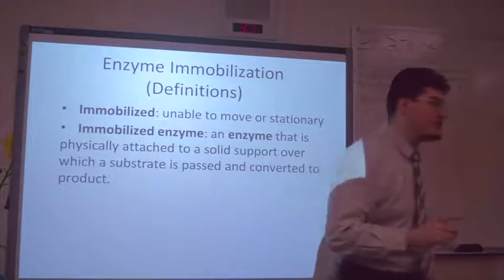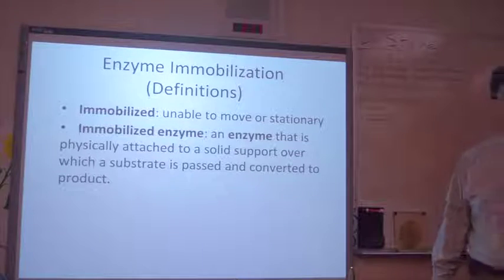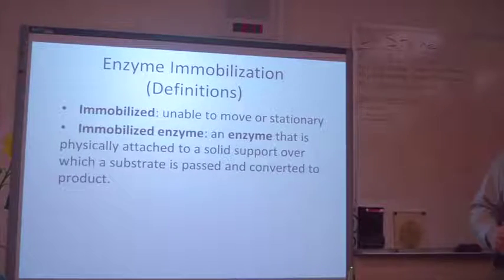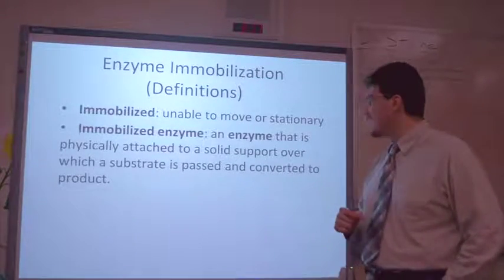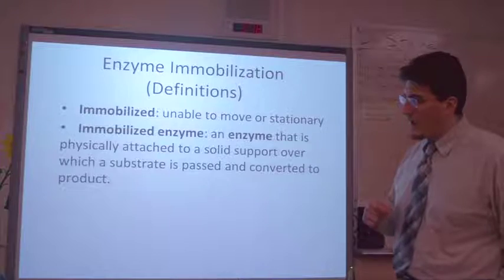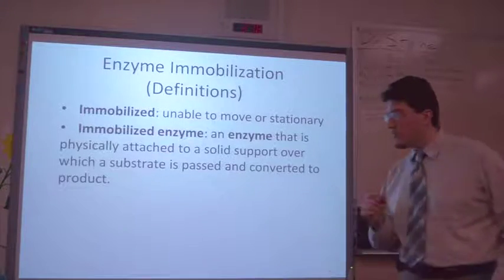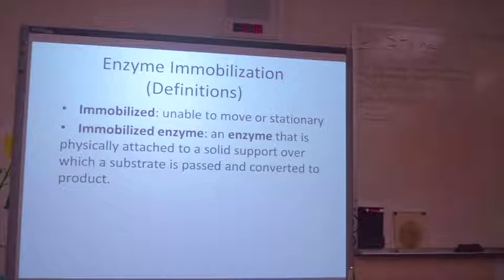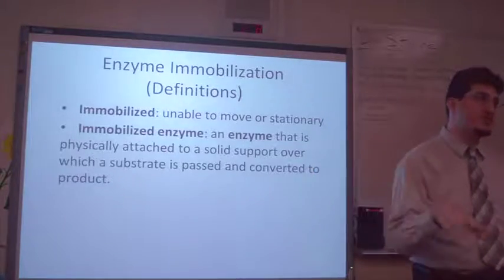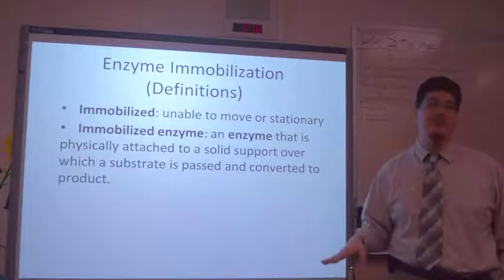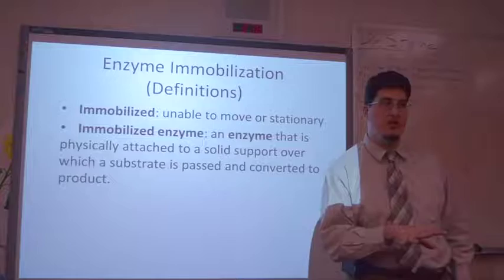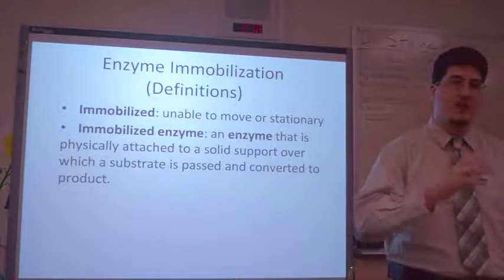Now, immobilization of enzymes. Immobilizing something is making it unable to move. An immobilized enzyme is an enzyme that is physically attached to a solid support and a substrate is passed over it. You make it so that it cannot move. The enzyme cannot move, and the substrate is passed over that enzyme, and the reaction is allowed to proceed. This becomes important more in paper 3 than in paper 2. I have seen some paper 1 questions on this, however.